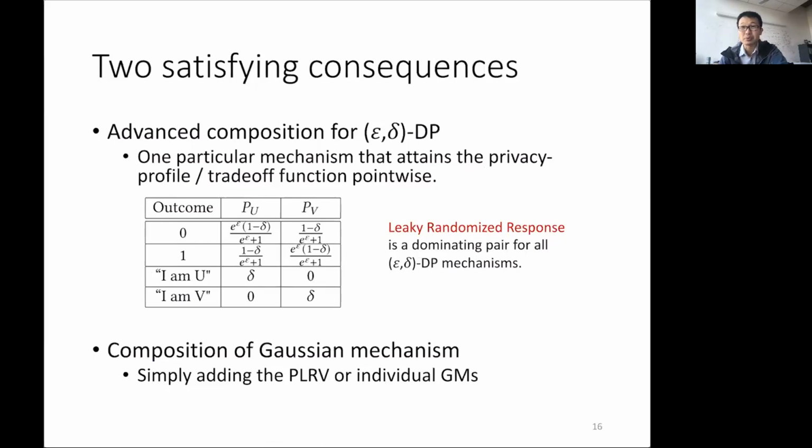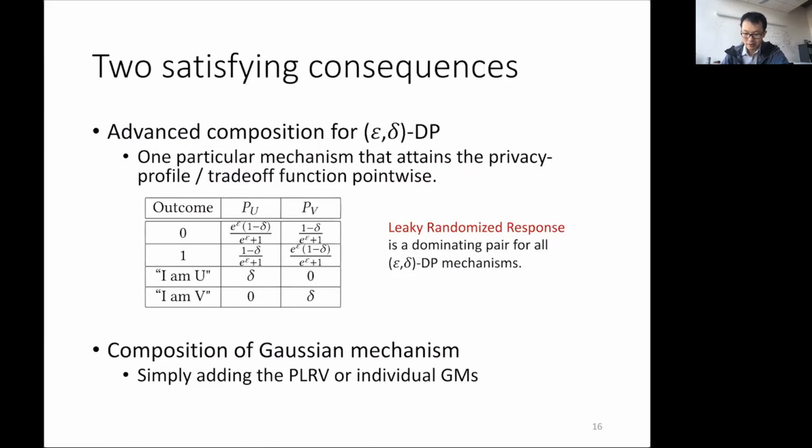So this is a discrete distribution, and this privacy loss random variable is easy to calculate. Conditioned on the event "I am U" or "I am V" not happening, these random variables just become a standard randomized response. So what happens is that in order to analyze the epsilon-delta DP for the general advanced composition theorem for any epsilon-delta DP mechanism, it suffices to analyze the composition of this particular mechanism.